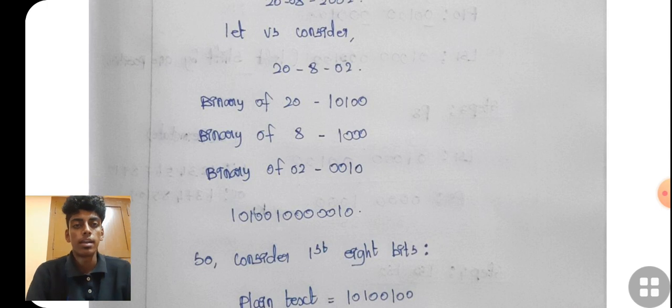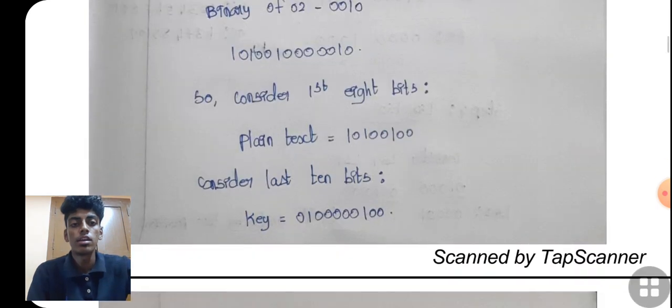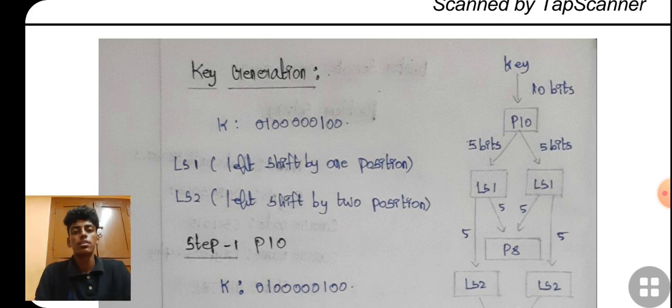The binary of 20 is 10100, binary of 8 is 1000, binary of 2 is 0010. So consider the first 8 bits as the plain text, and the last 10 bits as the key. Okay, and I said key generation we can do as the first part of SDES.